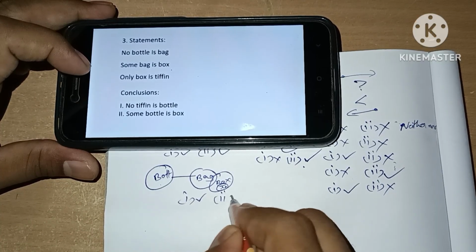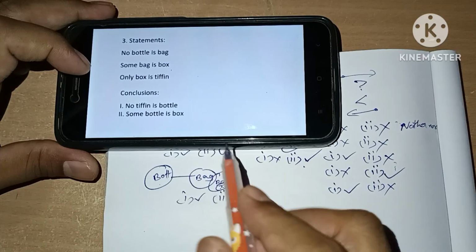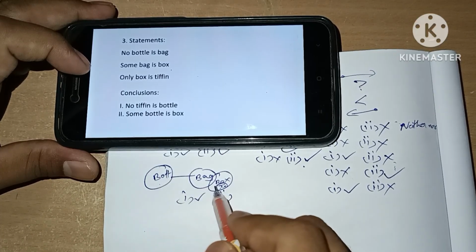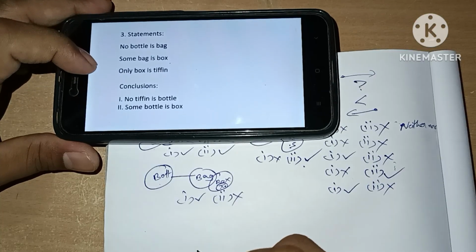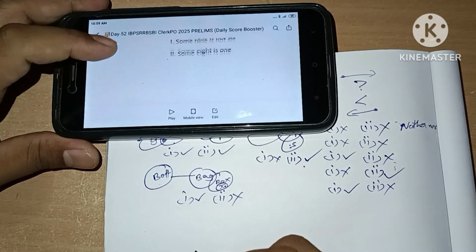Second conclusion. Some bottle is box. Bottle sharing some part with the box? No. Second conclusion will be false. Next, fourth question.